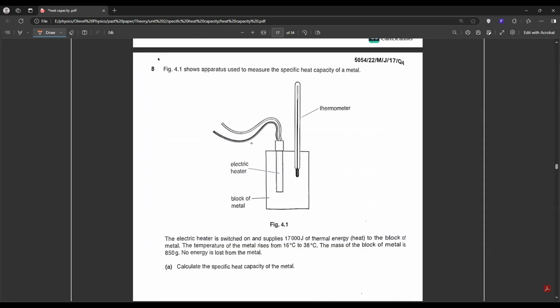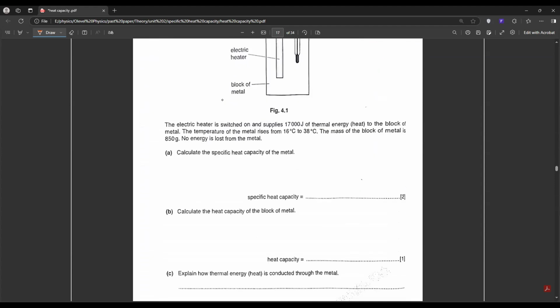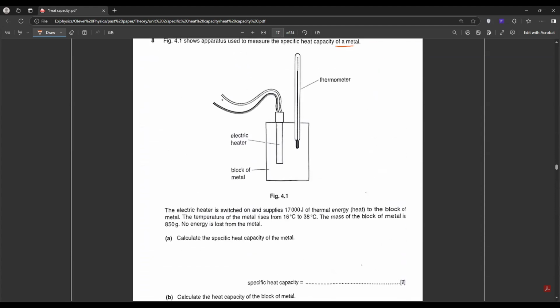Okay, let's see this. Figure 4.1 shows apparatus used to measure the specific heat capacity of a metal. The electrical heater is switched on and supplies 17,000 joules of thermal energy to the block of metal. The temperature of the metal rises from 16 degrees centigrade to 38 degrees centigrade. This is your initial temperature and this is your final temperature. The mass of the block of metal is 850 grams. This is your m. No energy is lost from the metal.